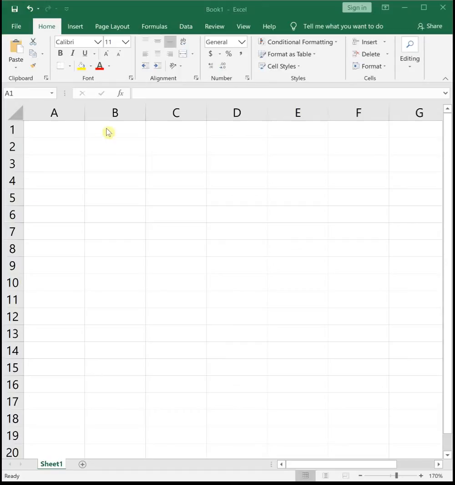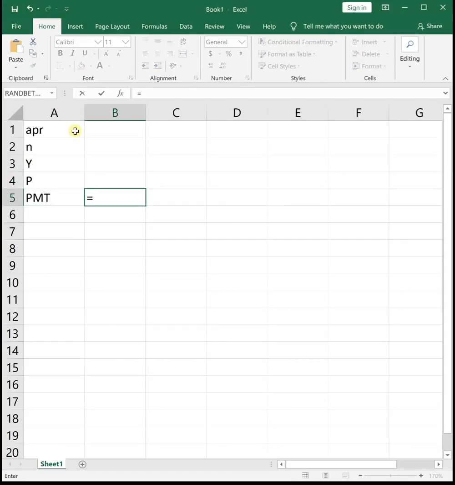So since we're talking about loans, we've got to use the PMT function. We use FV for savings, we use PMT for loans. The inputs for PMT are APR, N, Y, and P, which are principal, and we'll put all of that into our PMT function. So in Excel, we do equals PMT parenthesis, click on your APR cell divided by N, comma, N times your Y cell, comma, negative P, close parenthesis, enter.